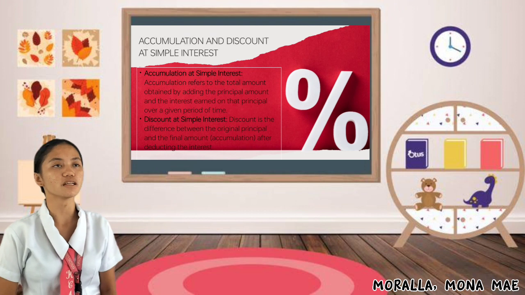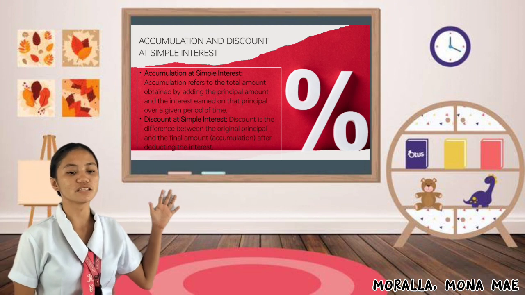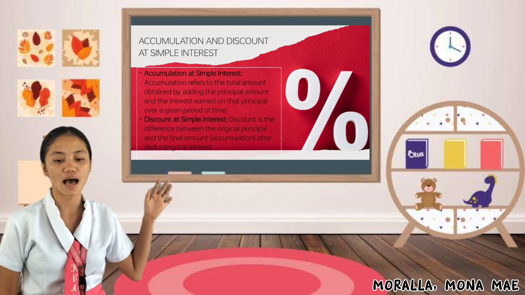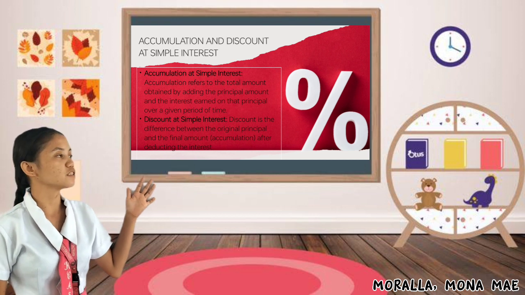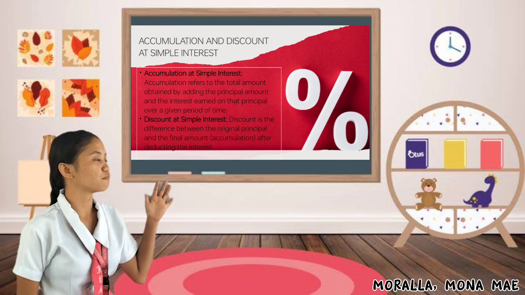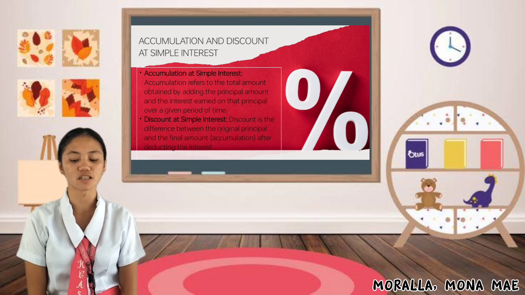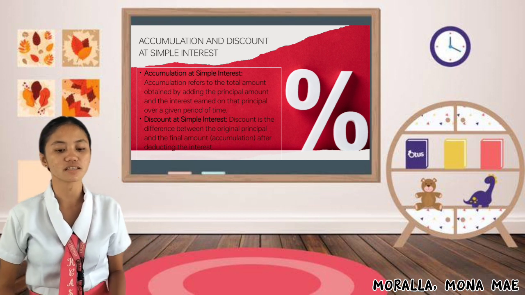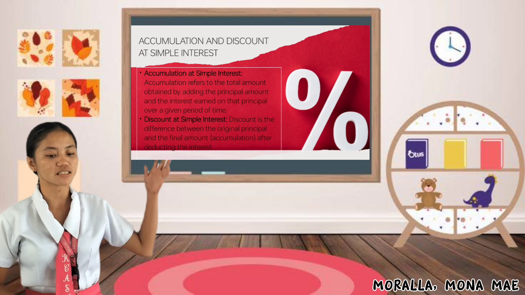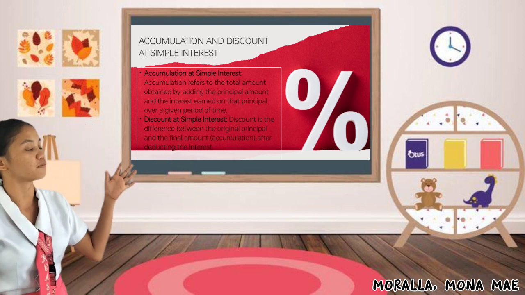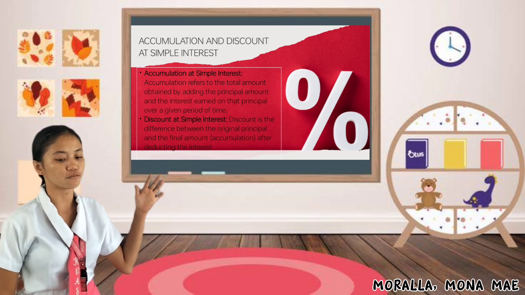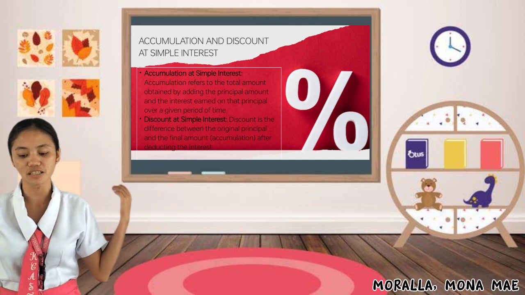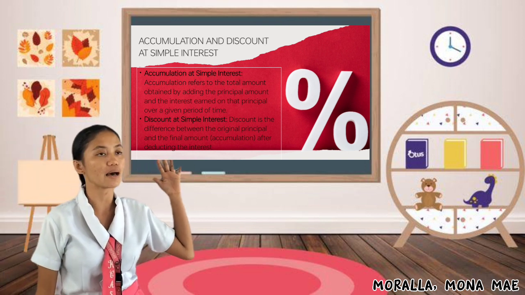Accumulation and discount at simple interest. Accumulation refers to the total amount obtained by adding the principal amount and the interest earned over a given period. So it means the accumulation is the total amount. So, discount at simple interest. Discount is the difference between the original principal and the final amount accumulation after deducting the interest. So, the difference between the original principal and final amount.